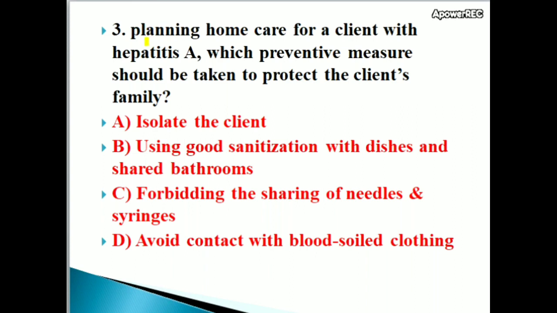Next question. Planning home care for a client with hepatitis A. Which preventive measure should be taken to protect the client's family? Options: isolate the client, using good sanitization with dishes and shared bathrooms, forbidding the sharing of needles and syringes, avoid contact with blood-soiled clothing. Correct answer is using good sanitization with dishes and shared bathrooms.